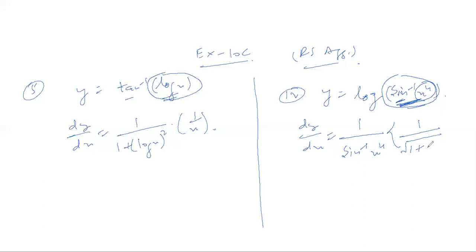X square means square of x raised to power 4. That will be x raised to power 8. So since you have taken x raised to power 4 as x, we'll differentiate this again, and that will be 4x cube. Okay, this is it. It will be its differentiation.